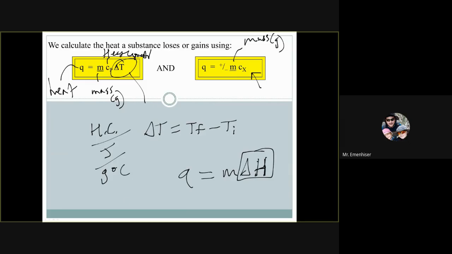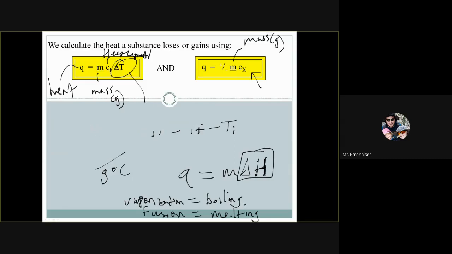All right, so vaporization is boiling, and fusion is melting, which I know is tricky to remember. I have a hard time remembering that.